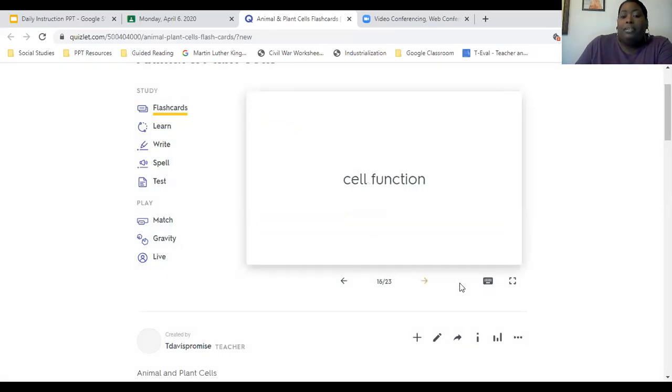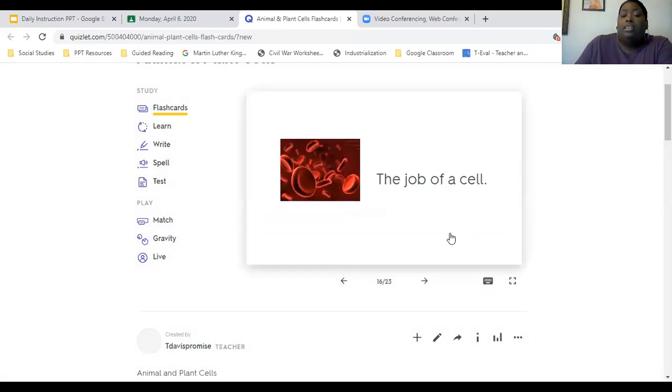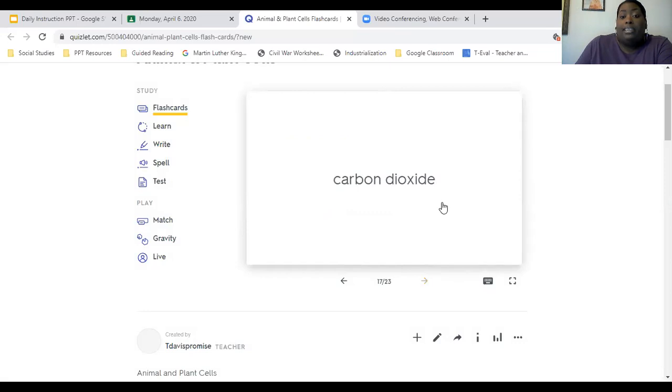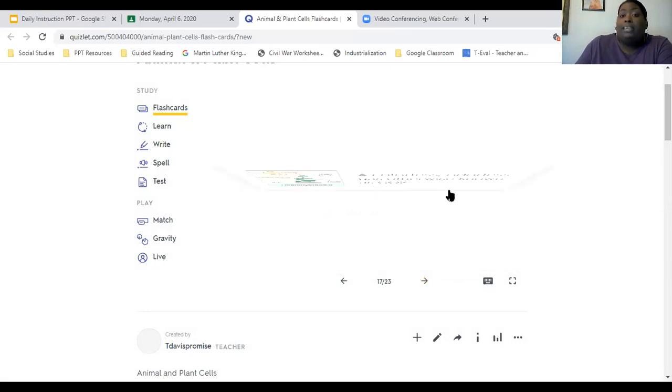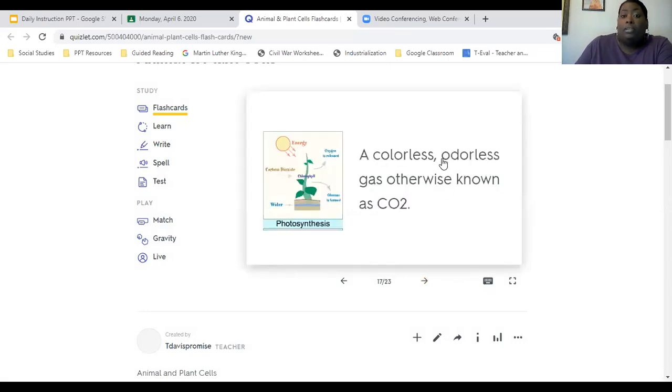All right. So next is cell function. So cell function is just basically the job of a cell. Organelles have functions and cells have functions. And it's just what they do, what they're specialized to do. And then carbon dioxide, we just saw carbon dioxide in the diagram. It's a colorless, odorless gas, otherwise known as CO2.